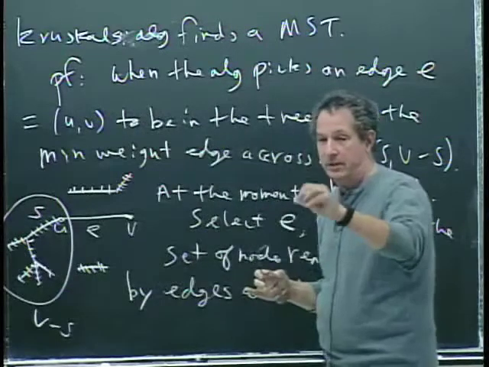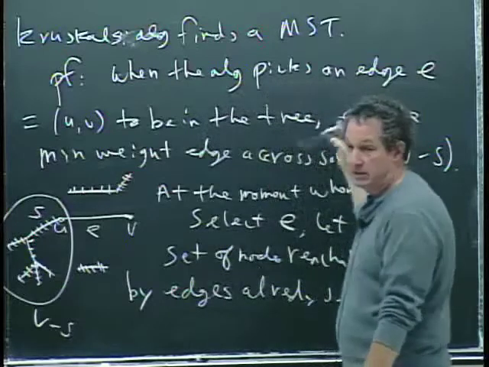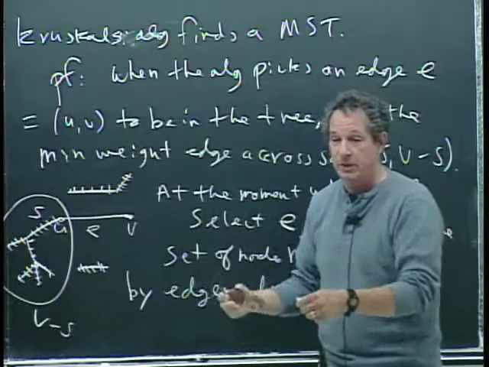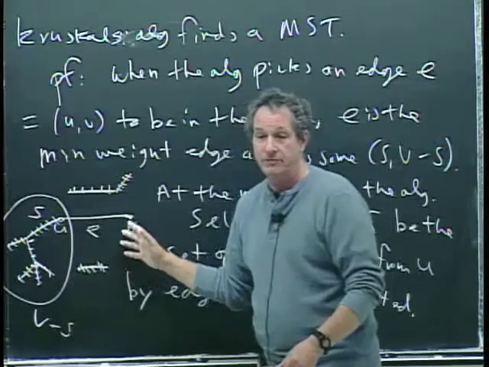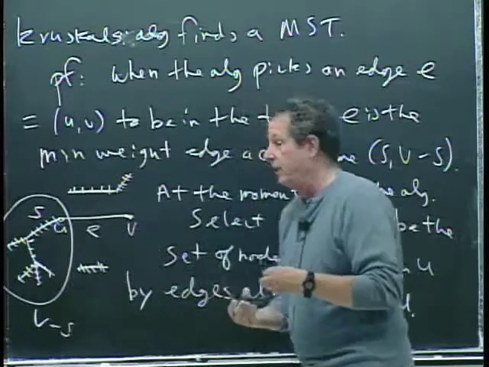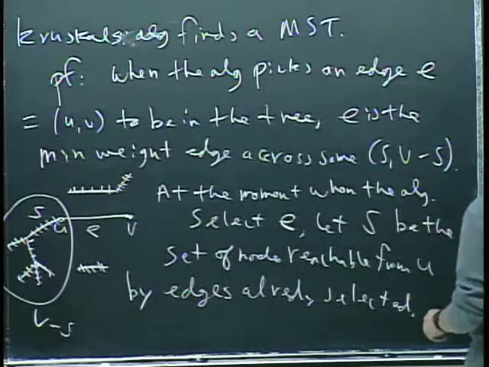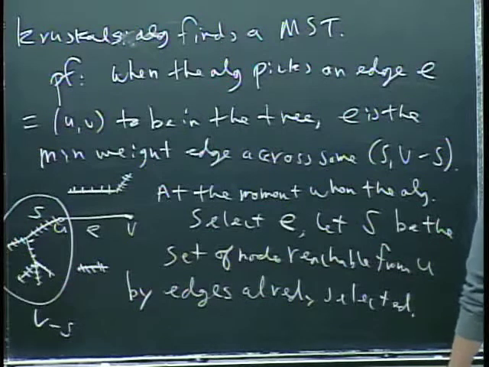So, just slightly to tighten that up, we are at a point where the algorithm picks E to put in. It isn't just examining it. It's decided, yes, I'm going to put it in. Well, that means that E, together with what we've already selected, does not form a cycle. Okay. So we claim that V is not contained in S.